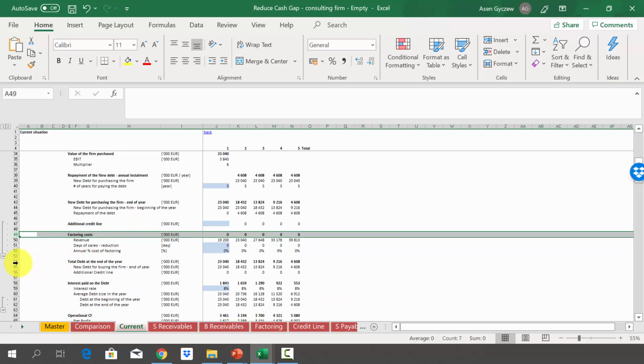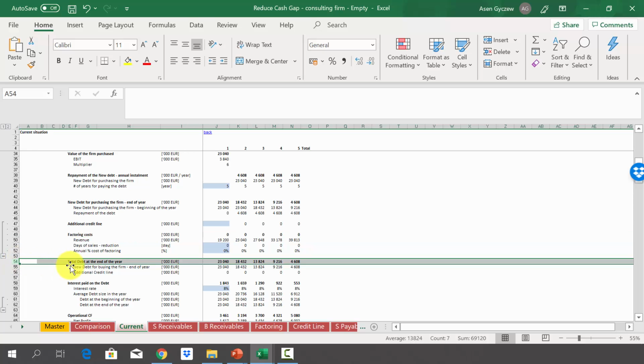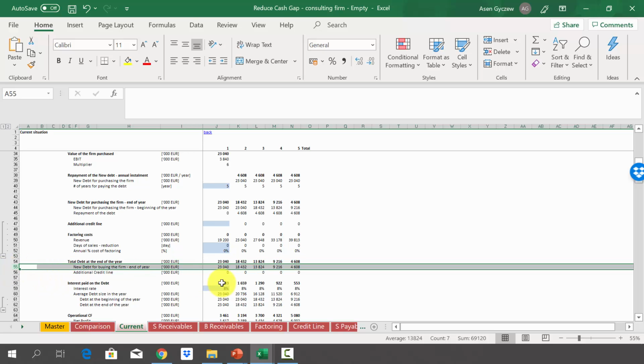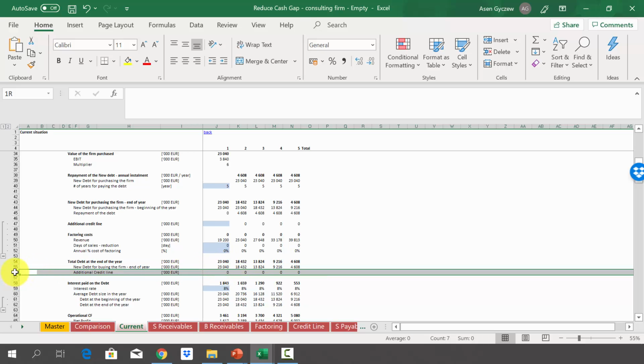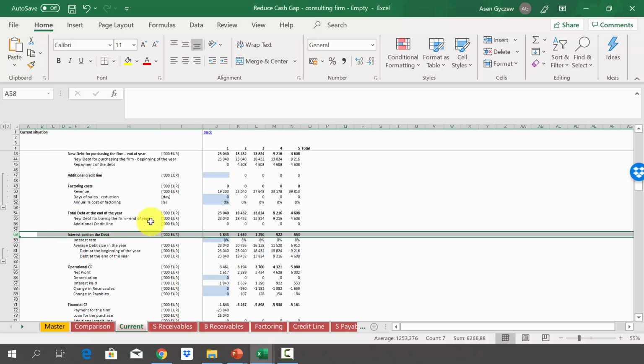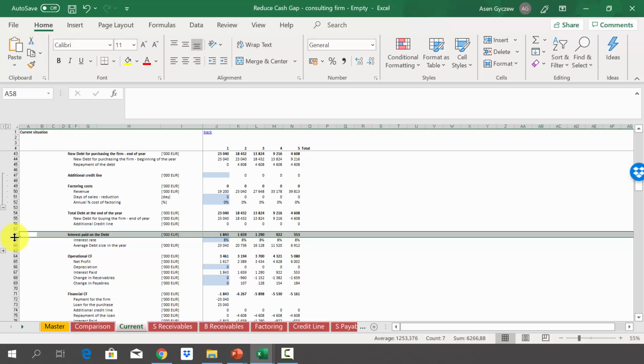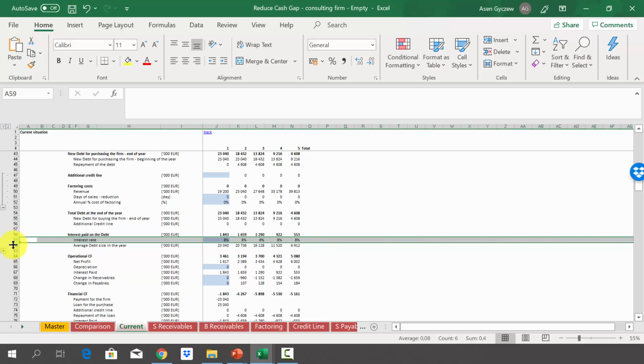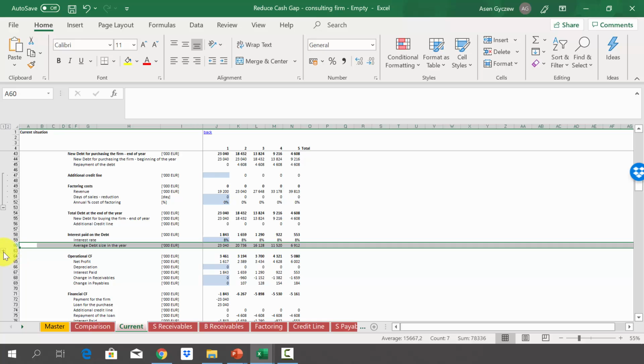Now, we also have the total debt at the end of the year. This is useful because we can have more than one debt, and one of the scenarios actually has an additional credit line. So we have the previously calculated end of year value of the debt that we used to purchase the company, and obviously the additional credit line. Since we have to estimate the net profit, and you have seen we have used that as well, we have to calculate the interest paid on debt. And this is simply the multiplication of two things. So interest rate multiplied by the average debt size in the year. And this is simply the average of the beginning and the end.